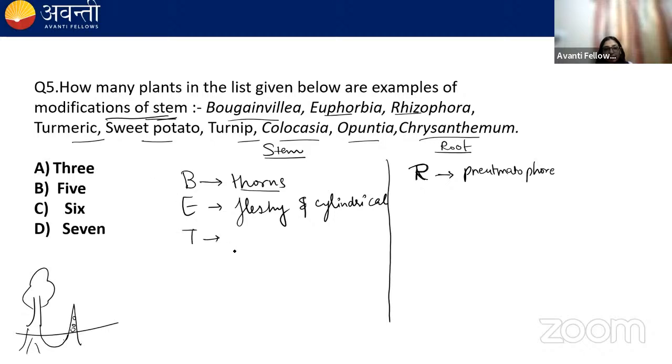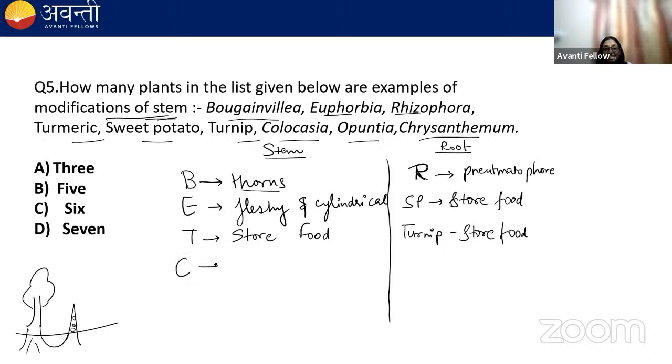Now turmeric. Turmeric is a modification of stem, the underground stem, to store food. Your sweet potato. Sweet potato is a modification of root. The adventitious roots become swollen to store food. Turnip. Turnip is also a modification of root. The tap root of the turnip is modified and swollen to store food. Colocasia. Colocasia is a modification of stem. The stem becomes swollen to store food, an underground stem, okay?